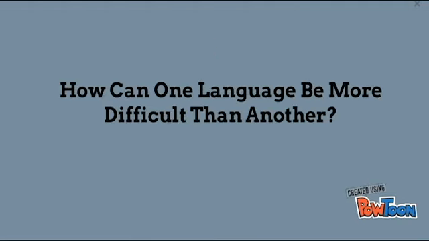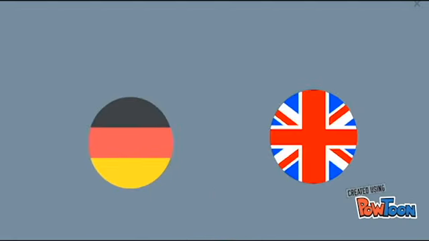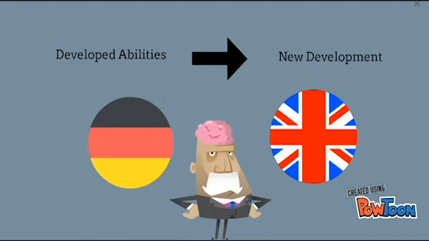How can one language be more difficult than another? The difference in difficulty between languages begins to show the older someone becomes due to the brain becoming less developmentally active. During this period, the brain will start to rely on the abilities it has previously developed from the native language in order to develop neuron pathways for the second language.